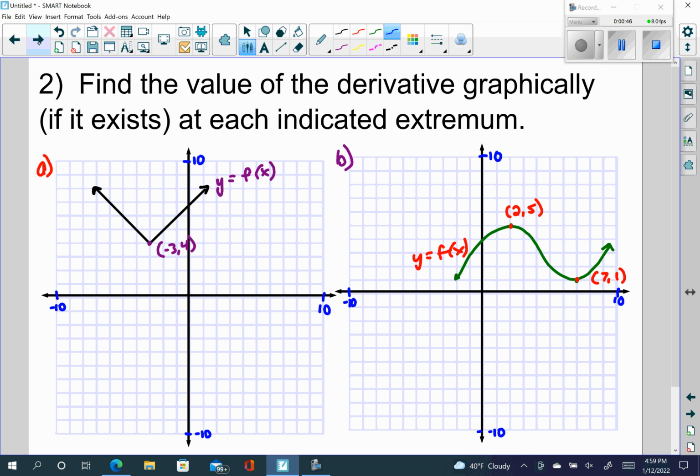All right, for number 2, I have 2 examples, and I'm asking you to find the value of the derivative graphically. What that means is you're just finding the slope of the tangent line, if it exists, at each indicated extremum. So you just want to write out slope of the tangent line, or f prime of x is equal to this at each point that I'm indicating here. If it doesn't exist, you could just say the derivative does not exist at the indicated point. So pause the video and give this a try.